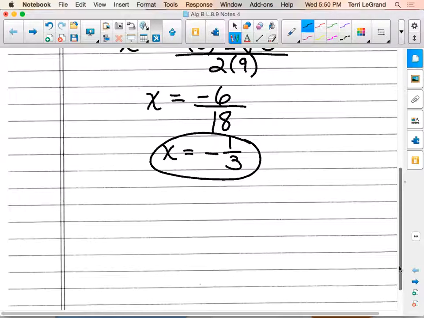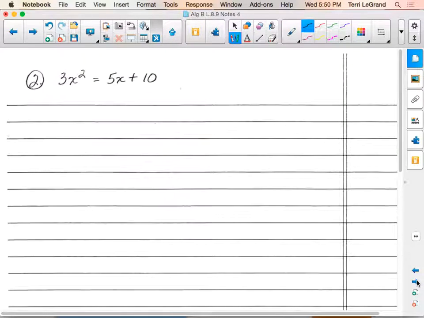And hopefully you remember that if there's only one real solution, there's only one zero. If there's only one zero, that means the vertex is sitting on the x-axis. You got it. Okay, let's go try the next one, number 2.